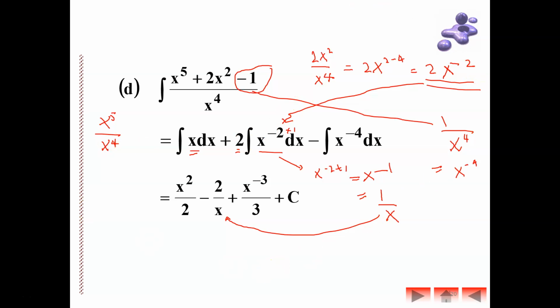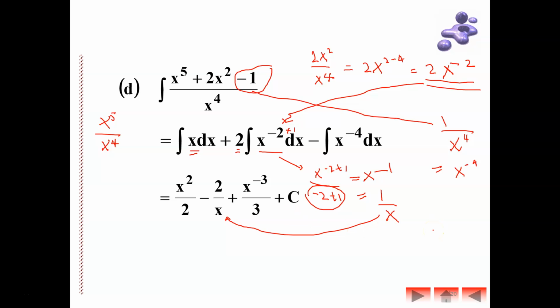Okay, next. Oh, sorry. It should be plus over here. I'm sorry, it should be plus. Right, it is negative. Why is it negative over here? Because when you integrate this one, you have to divide by negative 2 plus 1. So the denominator gives a negative result. You get negative 1. That's why there is a negative here. Then also this one, integrate x to the power of negative 4, you will get x to the power of negative 3 divided by 3, plus c.